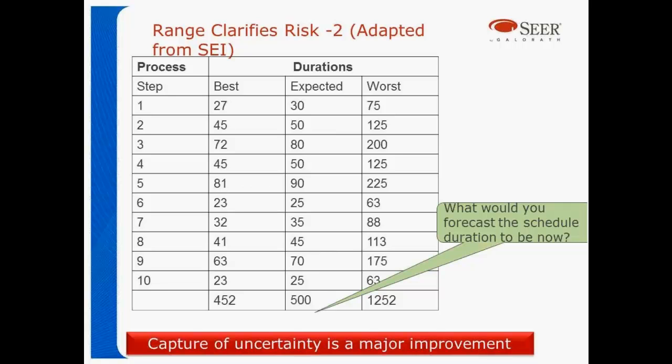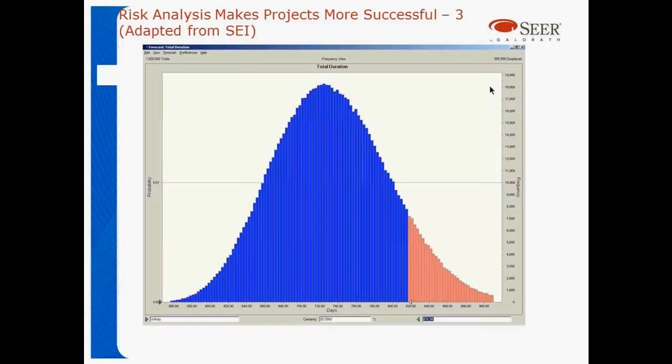If we do it a little better and look at the uncertainty or the risk, you can see in step 1, the best case is 27, likely 30, and worst case is 75. If you do this for all these things, you've got a big range you can see on the bottom, from 452 to 1252. But really, to do this right, we should do a real risk analysis. Next slide, Lee. Running something like a Monte Carlo analysis, which is one type of risk analysis, would generate a curve something like this, showing the probability of different things happening.